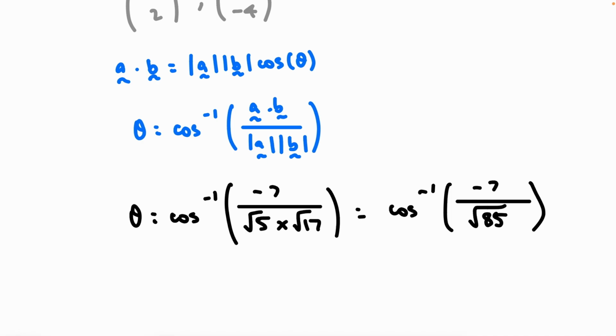And if we use our calculator to work this out, we get 139.40 degrees. Now let's have a look at the next one. Okay, pause the video and give it a go first. Work out the angle between these two vectors here.